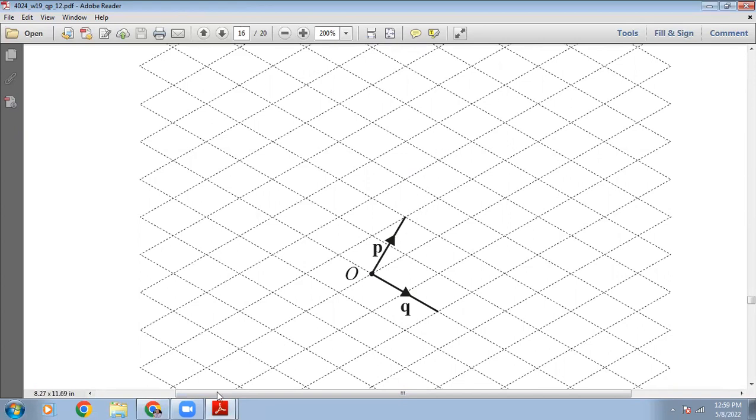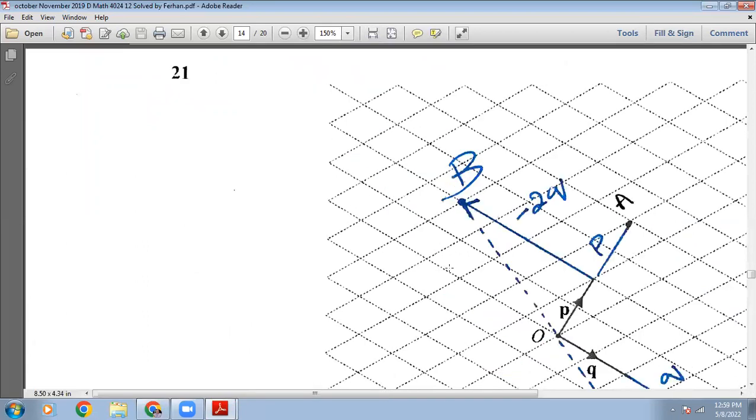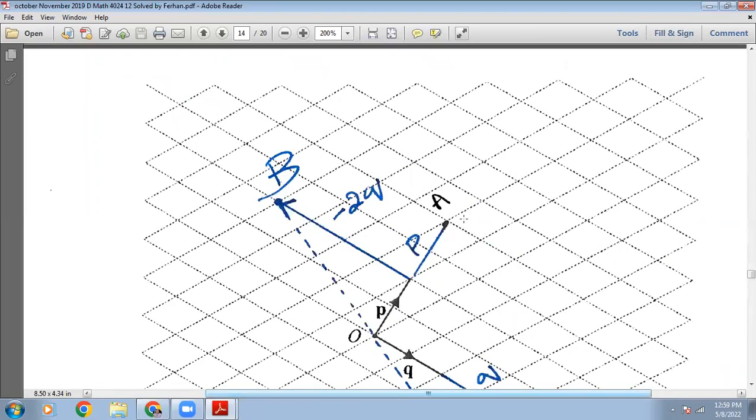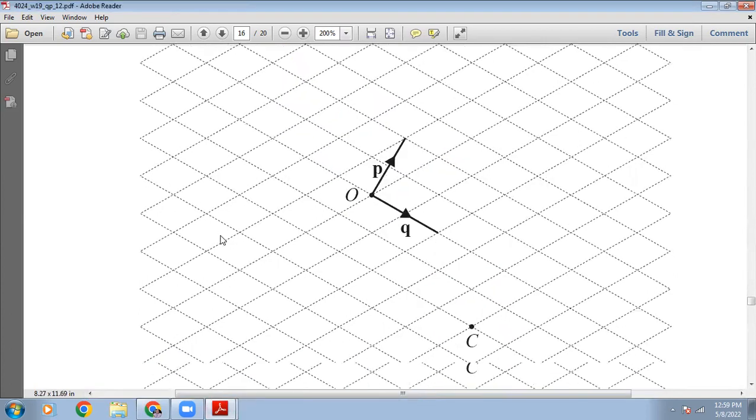Join this. So here, let me increase the size. Okay, so you go 2 steps to the right and 1 step up, 2 steps to the right, 1 step up. So this is P plus P. So this is 2P. So A will be here. I hope you understand. If you have studied the chapter of vectors, it's nothing. It's very, very easy. Then what is their question?